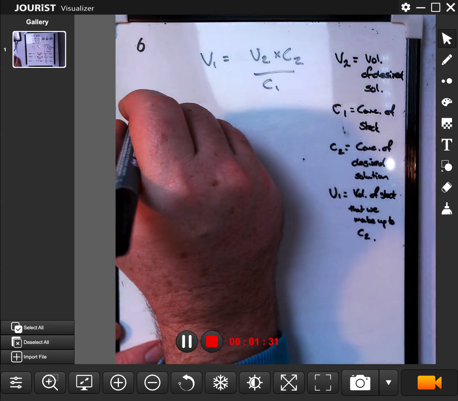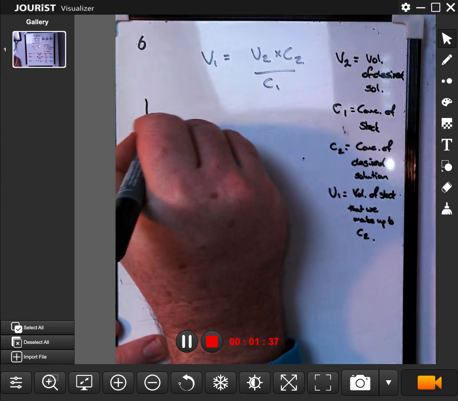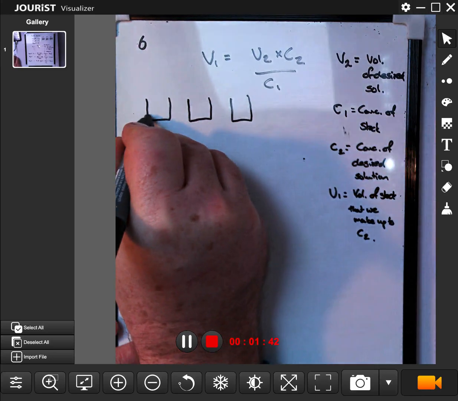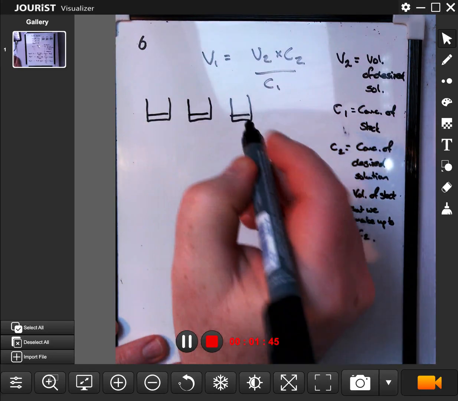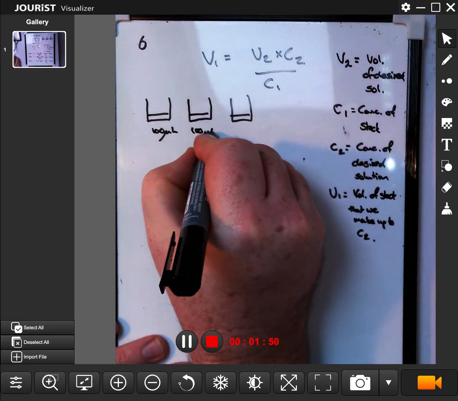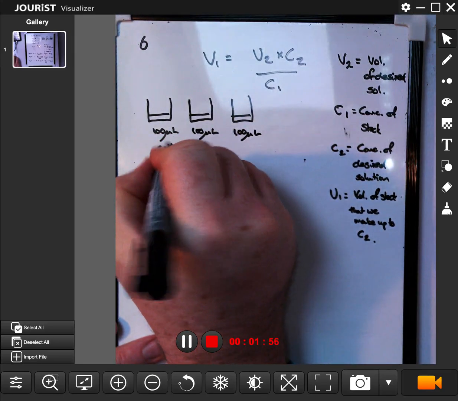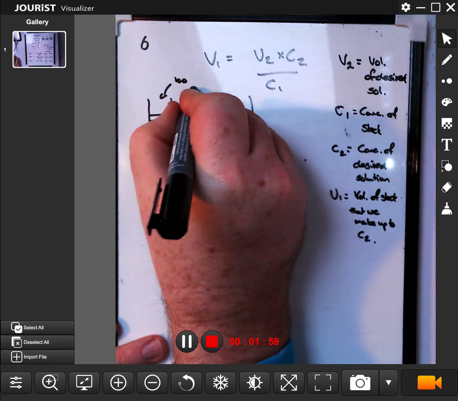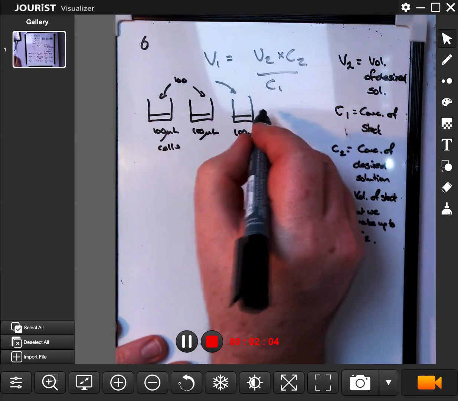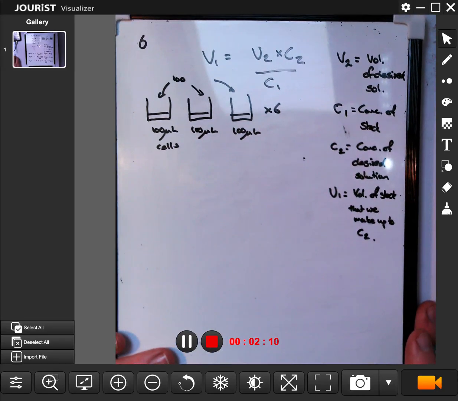Okay, so we've got three wells here. We make 3 wells up, and they've already got 100 microliters of cells in them already. We're going to put in a further 100 into each of these 3, and we're going to do that 6 times over. Although it says triplicate, we're going to make another 6.